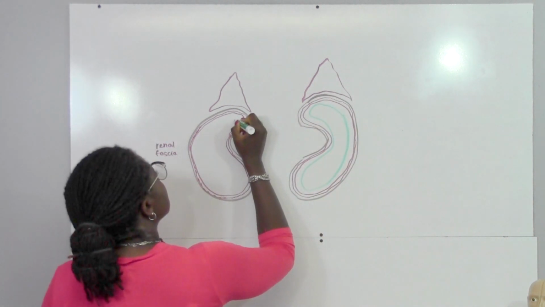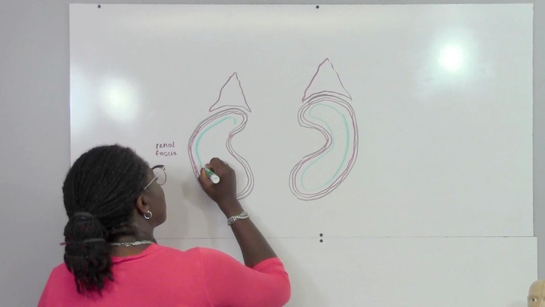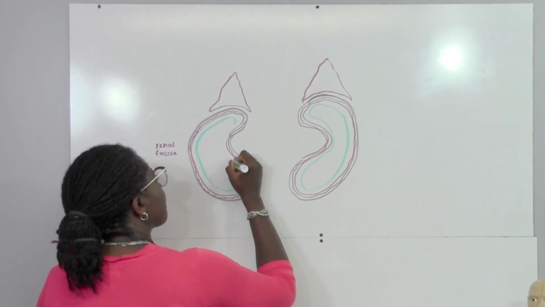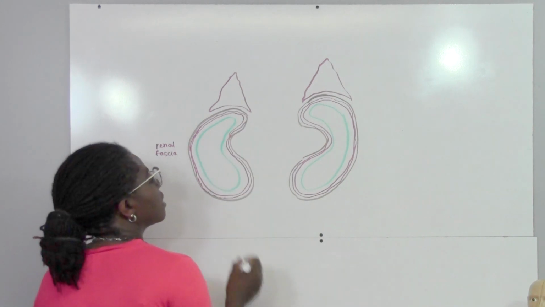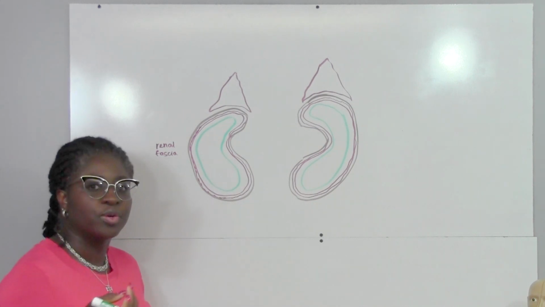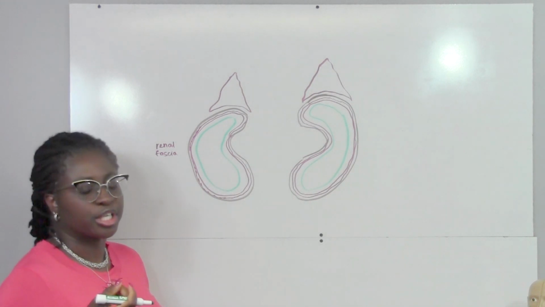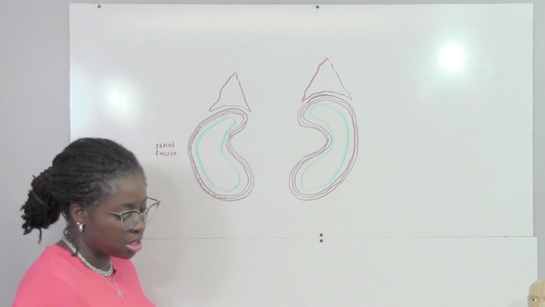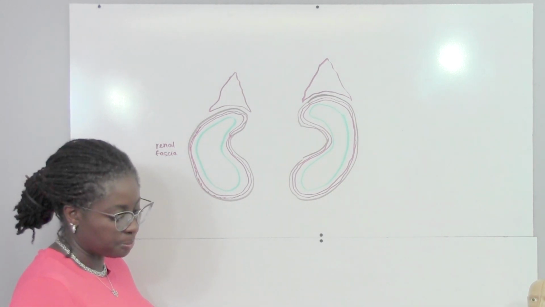The cortex is the outer layer of the kidney. And so the job of the cortex is to filter. It looks granular in nature because its job is to be the major site of filtration.